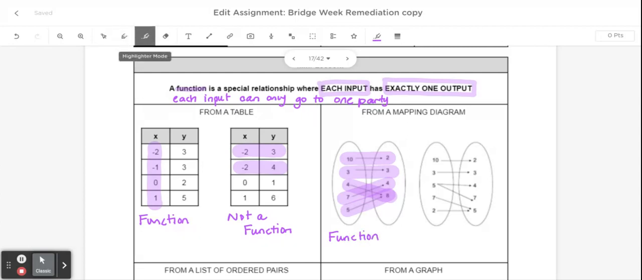Then, if you look at the next picture, if you look at the number 5 specifically, the number 5 is trying to go to two parties. So we would say that this is not a function.